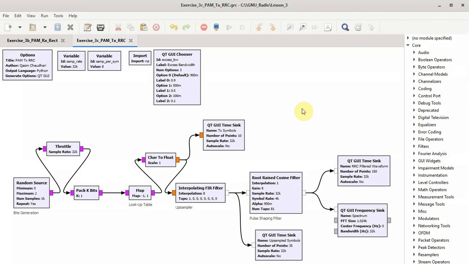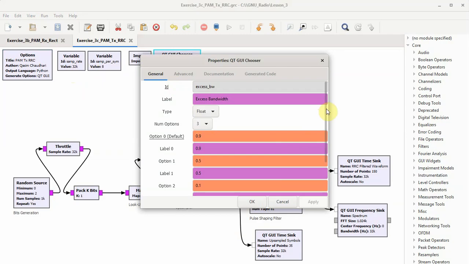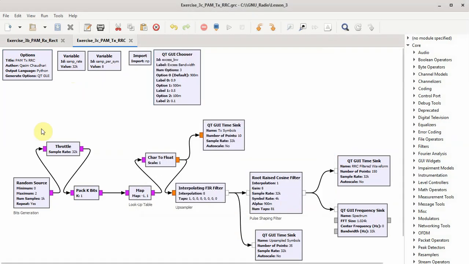Having covered the pulse amplitude modulation for rectangular pulse shapes and seeing the spectrum where the side lobes were extremely high, we are designing the same system with a different pulse shape, which is a root raised cosine filter. So let's start with the basics. The title is PAM transmitter with RRC pulse shape, and the sample rate is 32K, samples per symbol are 8. And for excess bandwidth, I've chosen 3 different values, 0.9, 0.5, and 0.1, to show the effects of either extreme and something in the middle.